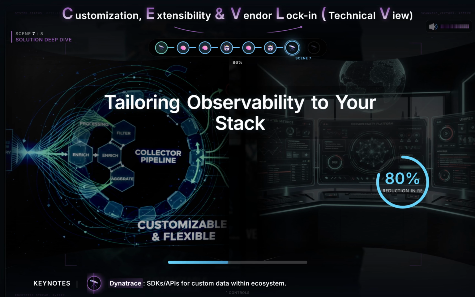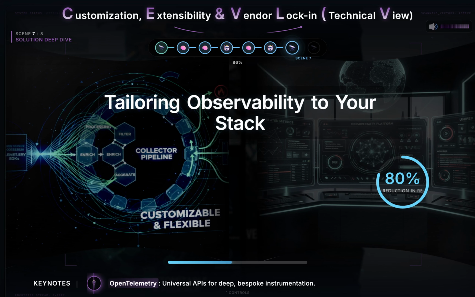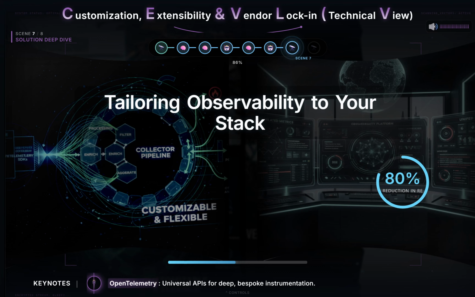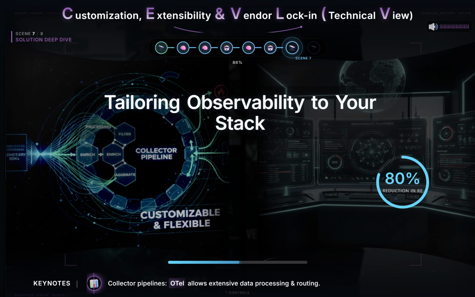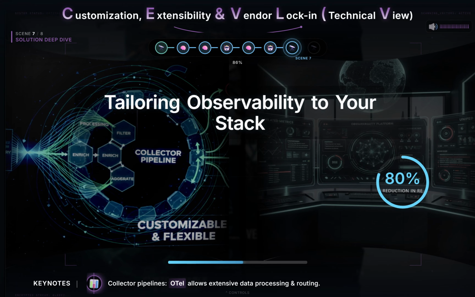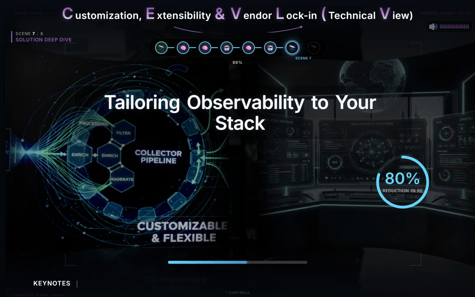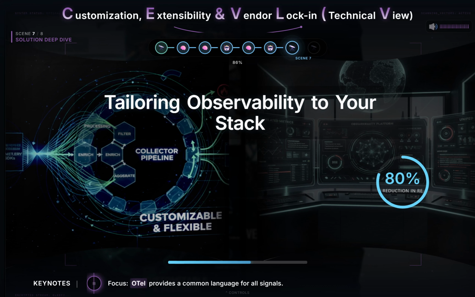Absolutely. Dynatrace offers extensive APIs and SDKs that allow you to push custom metrics, add custom attributes to traces, and even extend its out-of-the-box capabilities. However, these customizations usually happen within its ecosystem and APIs. OpenTelemetry, by design, is about the freedom to instrument your code once and send that data to any compatible backend. This means your instrumentation isn't tied to a specific vendor's API calls or data format.